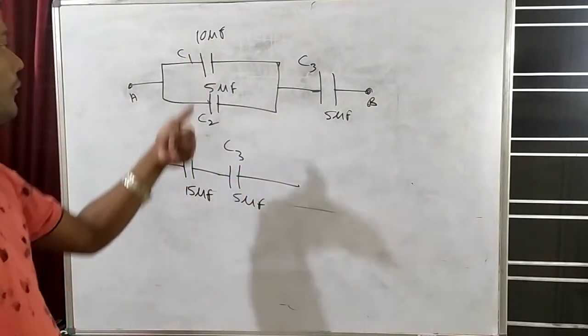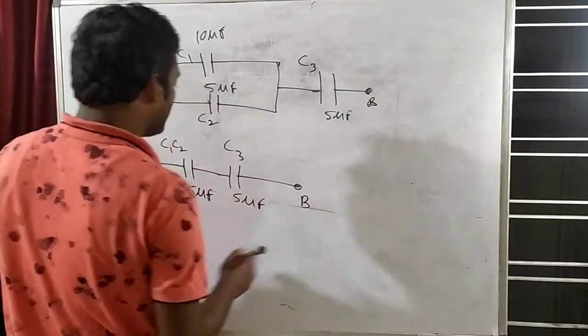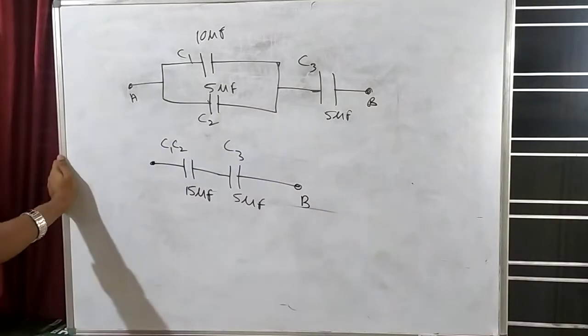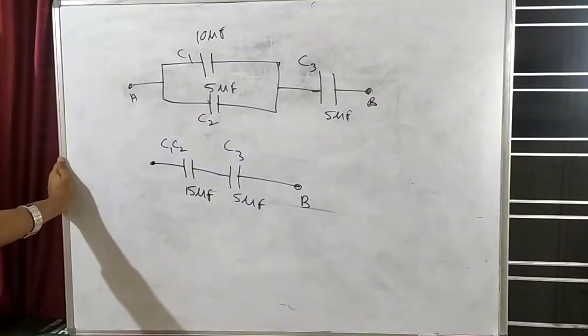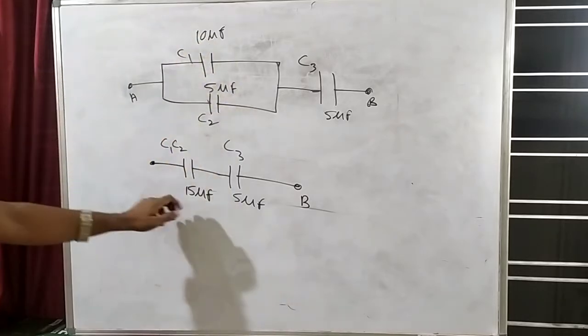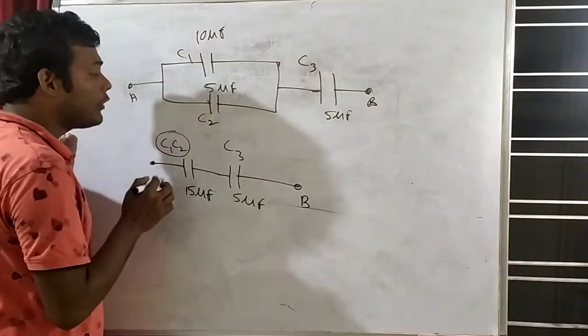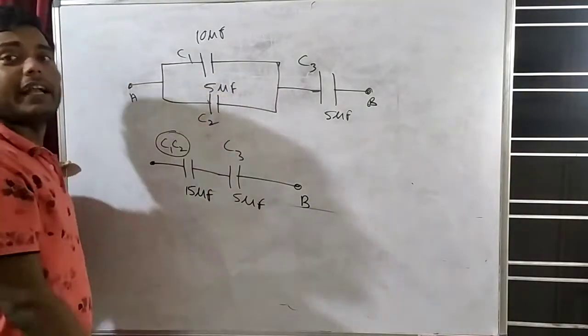Direct summation. So C1 plus C2, so 10 plus 5, 15. Clear? This point will be B. Now see that this and this are connected in series. The equivalent of C1 and C2 and C3 is connected in series. What is C1 and C2? This is the equivalent of the first capacitor and second capacitor.